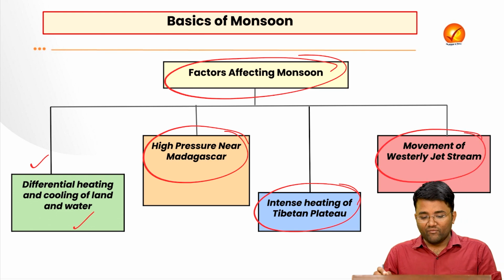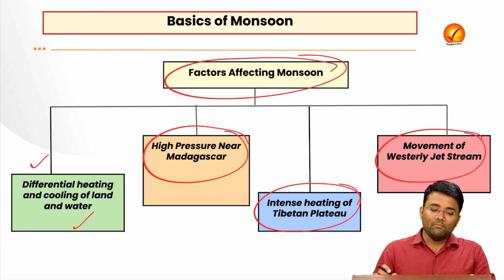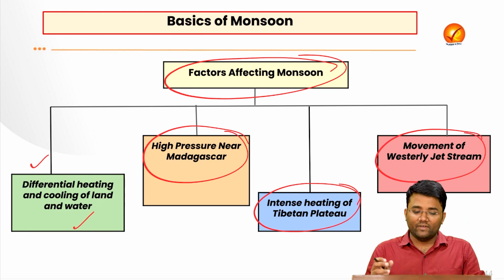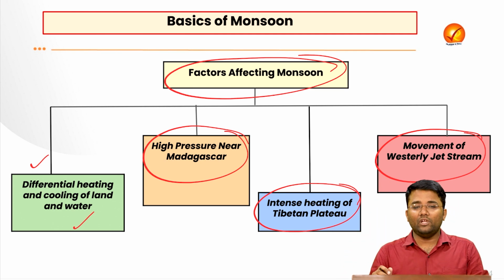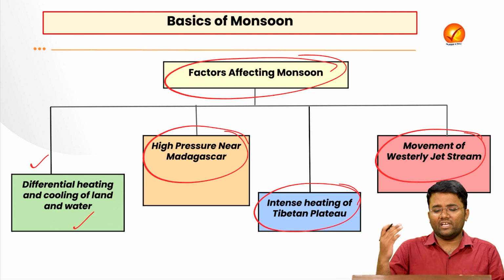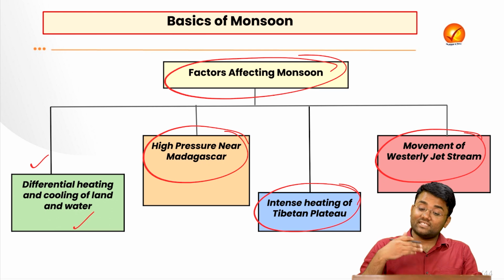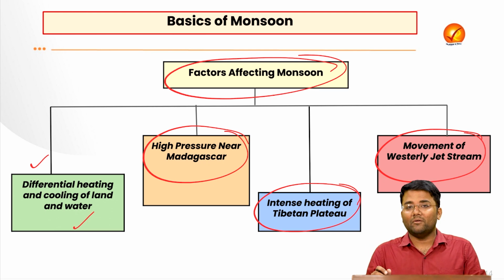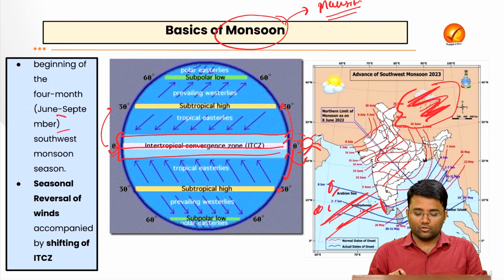Also, the movement of the westerly jet stream. Jet streams are fast moving narrow bands of strong winds in the upper atmosphere, usually found between 9 to 16 kilometers above the earth's surface, and they influence the weather patterns and the movement of the monsoon by steering the weather systems and pressure zones.